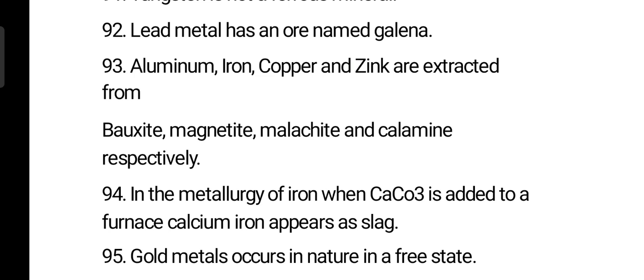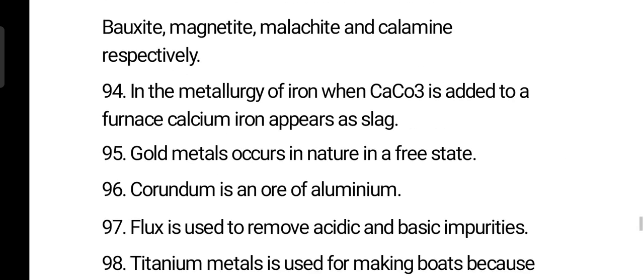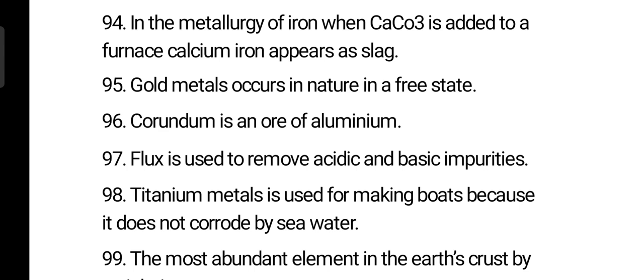In the metallurgy of iron, when CaCO3 is added to a furnace, calcium silicate forms as slag. Iron appears as an alloy. Gold metal occurs in nature in a free state. Corundum is an ore of aluminium.